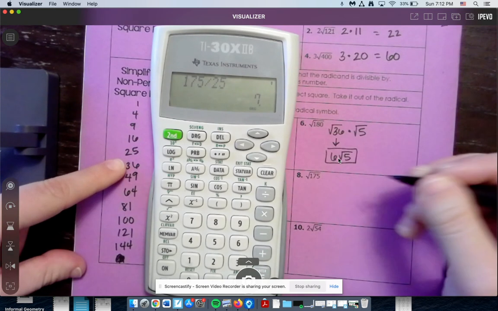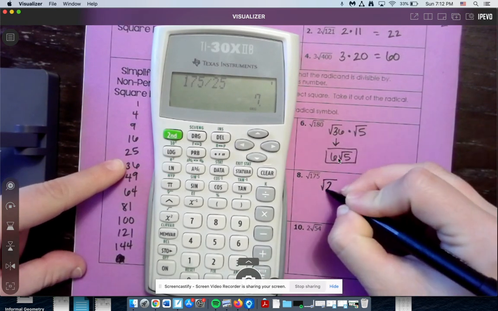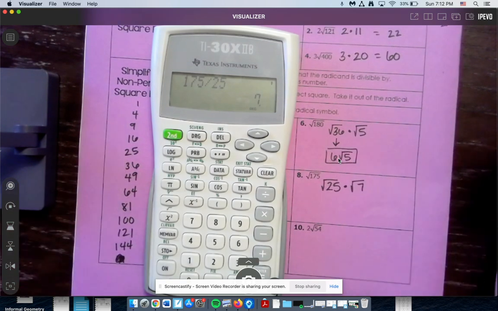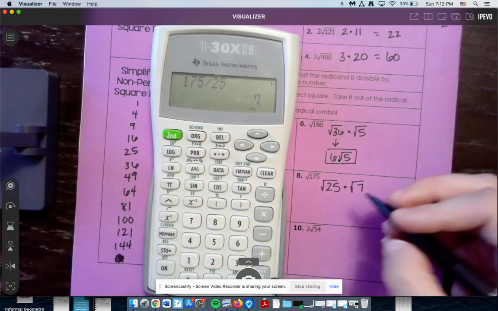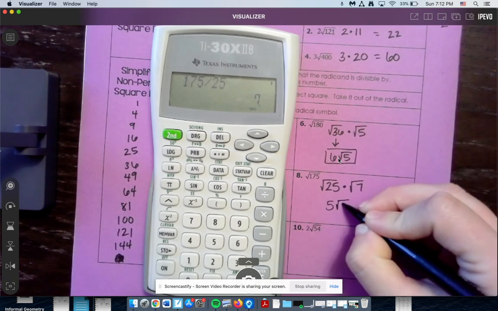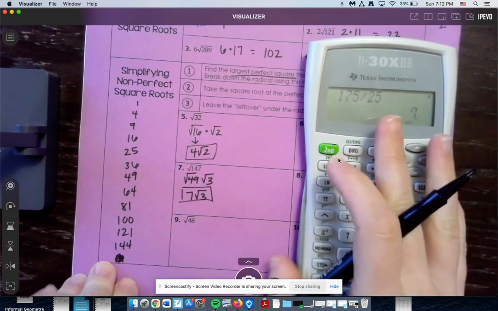So now we can rewrite it. So the perfect square that went in there was 25. How many times did it go in there? 7. All right. So the square root of 25 is 5. 7 is not a perfect square, so we just leave it. So 5 root 7. Okay, why don't you guys pause the video and try number 9.